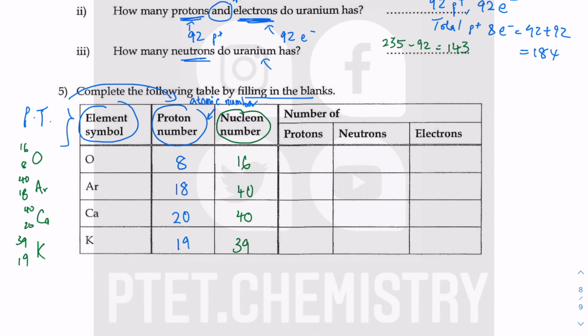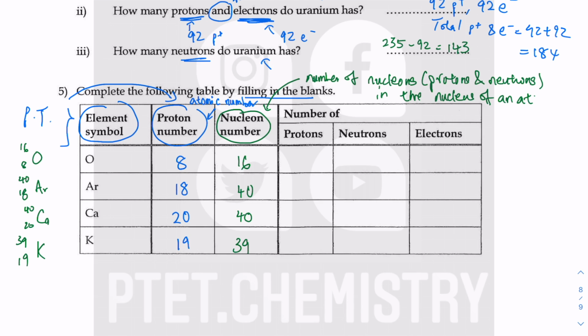Nucleon number, what is nucleon number? It tells you the number of nucleons. And what are nucleons? Nucleons refer to protons and neutrons. And where are they located? In the nucleus of an atom. So that is the definition. Until you can get the definition, you will not be able to apply them correctly. So the number of protons is equal to the proton number. Very straightforward.